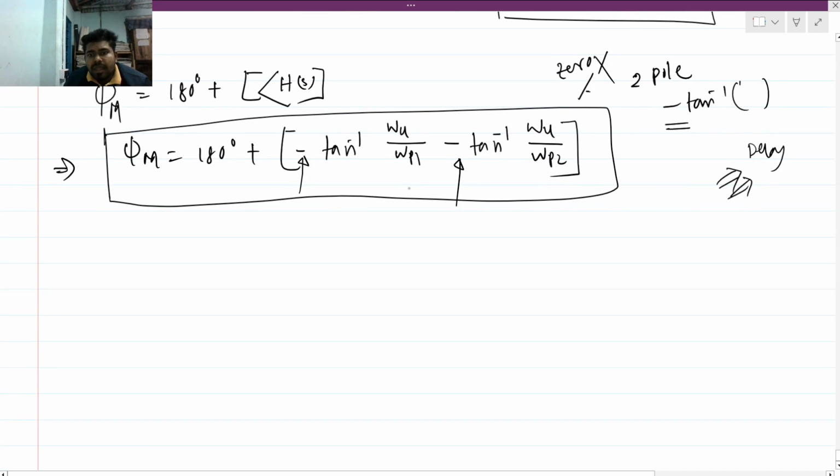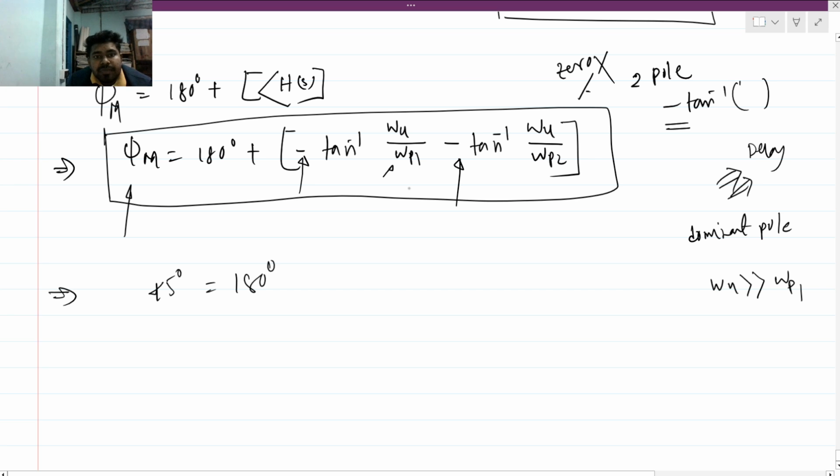So we know that we have told that we have to use dominant pole concept, right? Dominant pole. So we know that omega u is very large compared to omega p1, right? So what will be the value here? So this will be nothing but almost infinity, right? So tan inverse, so we have phase margin is 45 degree, right? Let's write that 180 degree here, minus tan inverse of almost infinity, right?